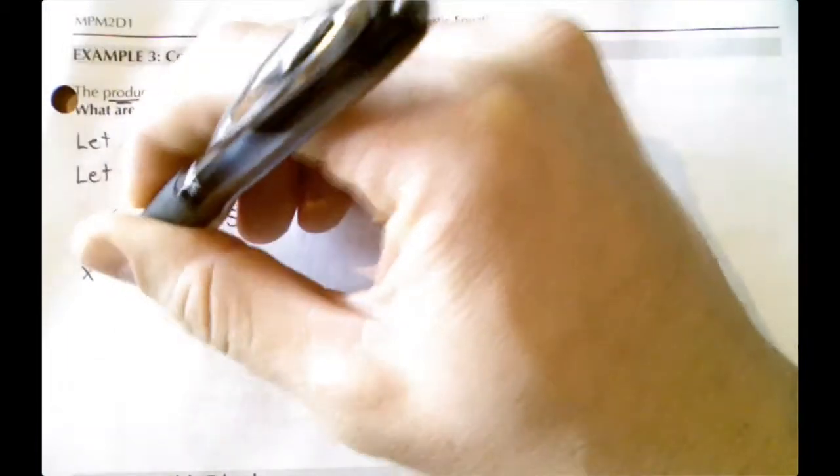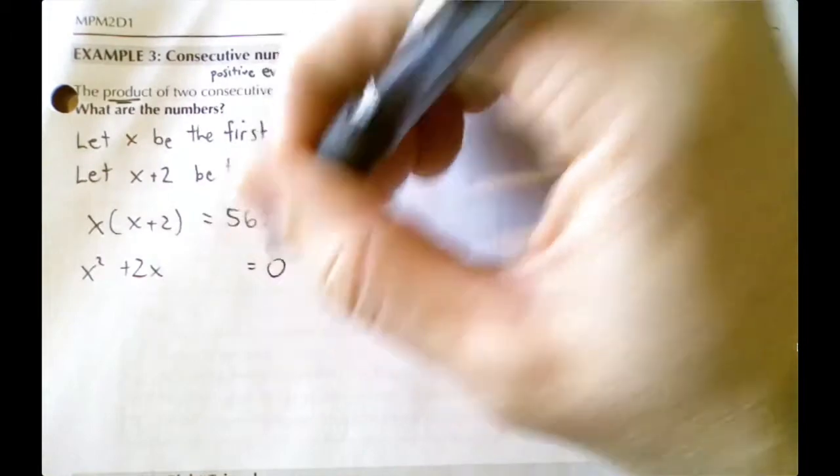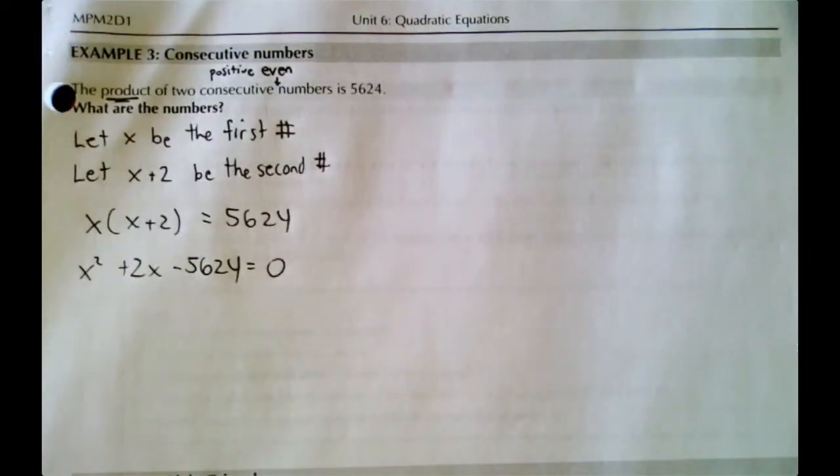How do we solve? Well, expand and collect like terms. X times x is x squared, x times 2 is 2x. Move this to the other side. And now we have a quadratic that we can solve.